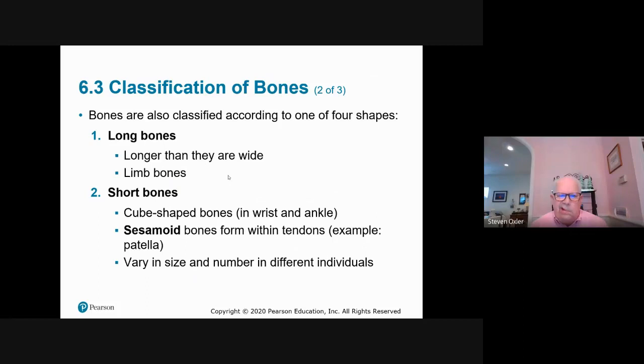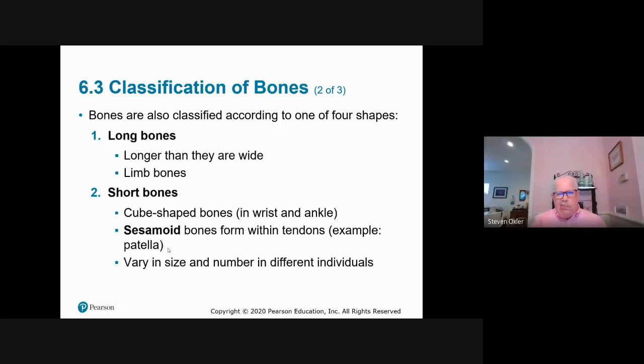Also, the short bones are sesamoid bones. Sesamoid bones are bones that are formed within tendons. And the largest sesamoid bone in the body is the patella. Can anyone tell me where the patella is? Your knee. Yes, your knee. This is your kneecap. Okay? Those are sesamoid bones. So those are short bones.